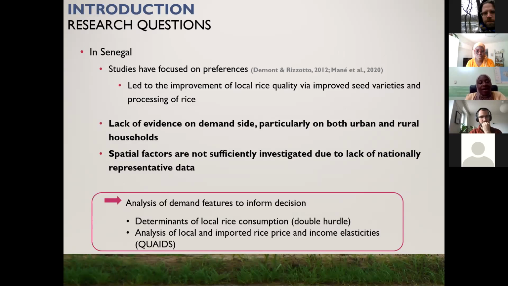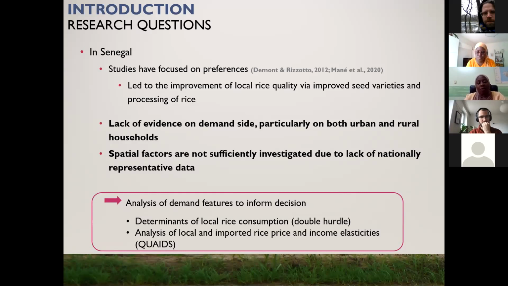Regarding the research gap here in Senegal, many studies focus on preferences and not on assessing the characteristics of demand. What they find is that the improvement of local rice is important and has been done via the use of seed varieties and better processing of rice. So we have a lack of evidence on the demand side, particularly on both urban and rural households. This is not taken into account in precedent literature, and spatial factors are not sufficiently investigated. Why? Because we often lack nationally representative data.